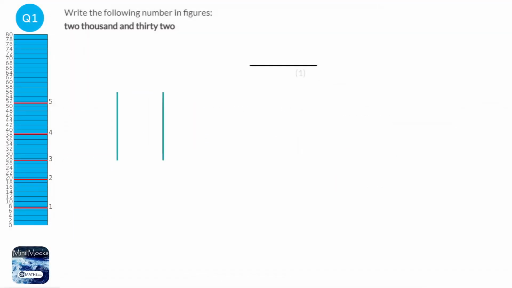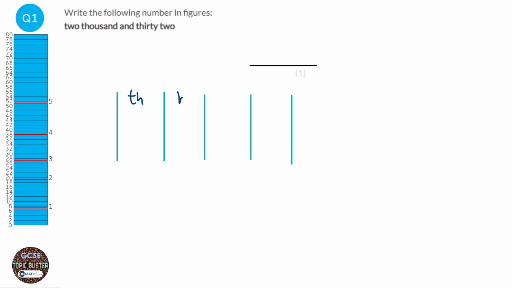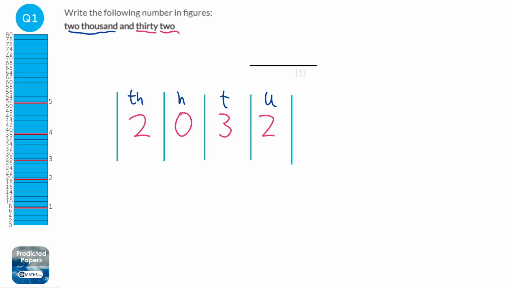So we can draw out our place value grid to help us out with this question. We've got thousands, hundreds, tens, and units. So we'll need another one there. So thousands go here, hundreds here, tens here, and then units here. So this says 2,000. So a 2 will go in the thousands column. 30, so that'll be a 3 there, and 2. So we need to fill in a 0 here to keep that 2 as 2,000, otherwise that would collapse and it would become 232. So the answer is 2032.